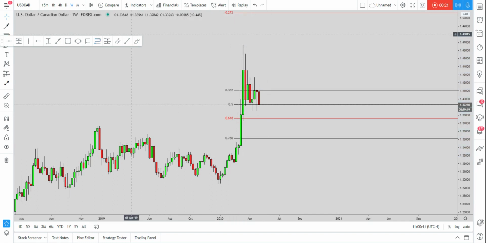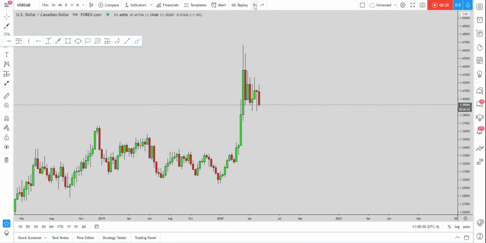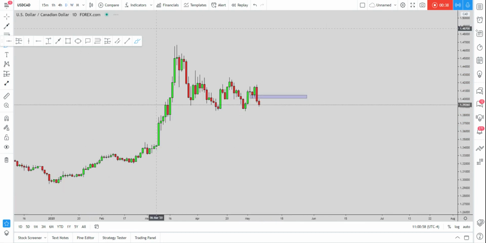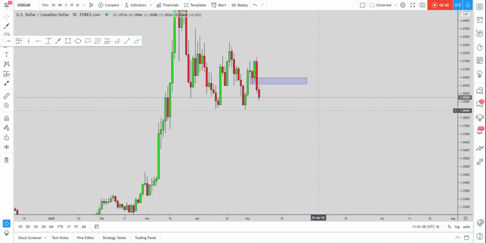And what we can see is that the market has already retraced to the 50% Fibonacci retracement, and basically it has rejected it already quite a few times. So from a weekly perspective, we would like to see the market start a new impulse to the upside. Now, what happens if we go on the daily time frame?